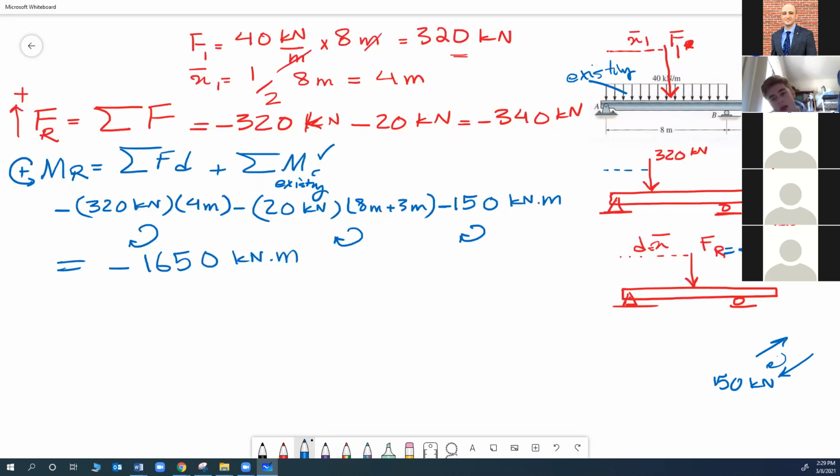These are existing. Okay. The last thing I've got to do is find my distance, which is going to be MR over FR. You can include the sign. You don't have to, because we consider the sign for both of them.